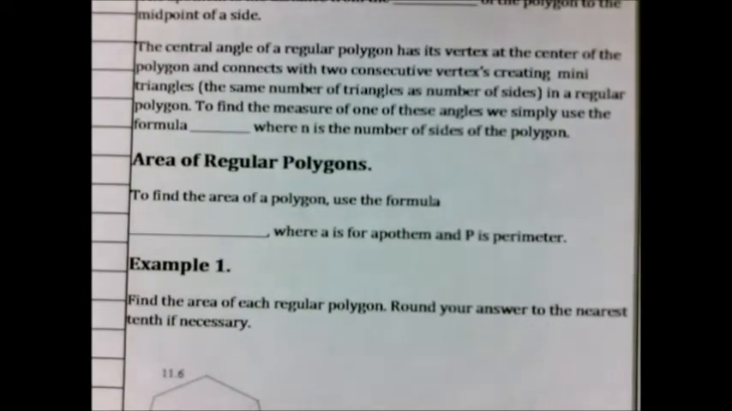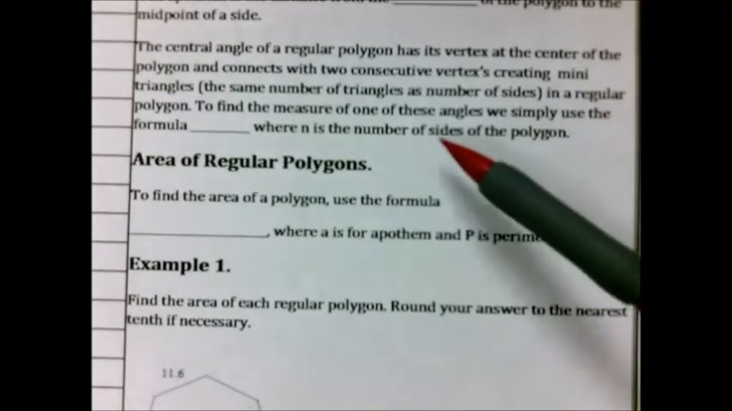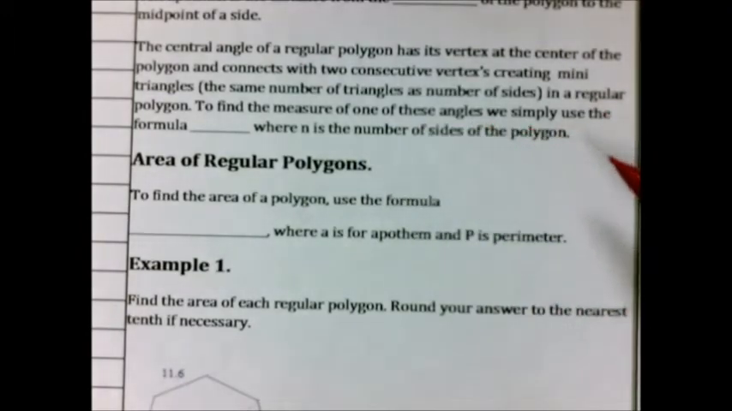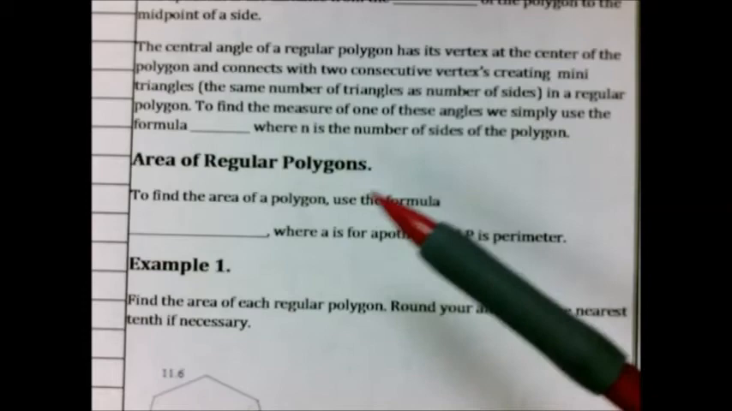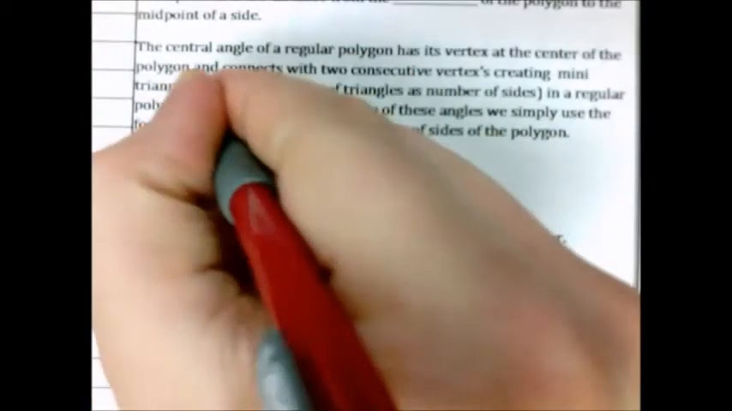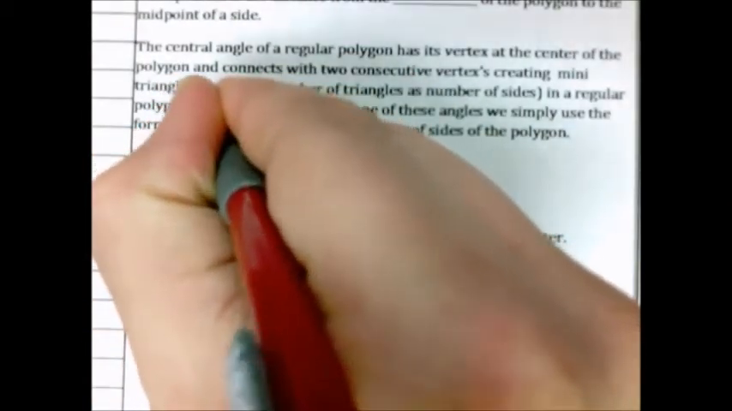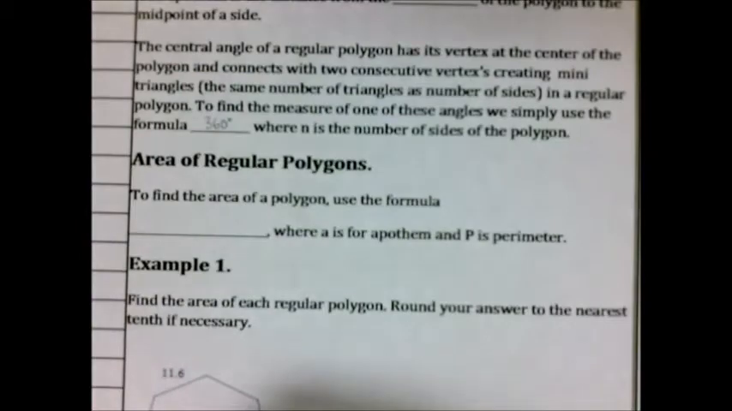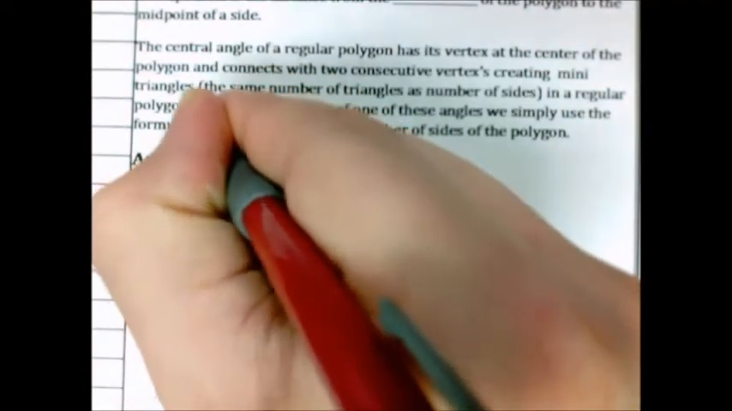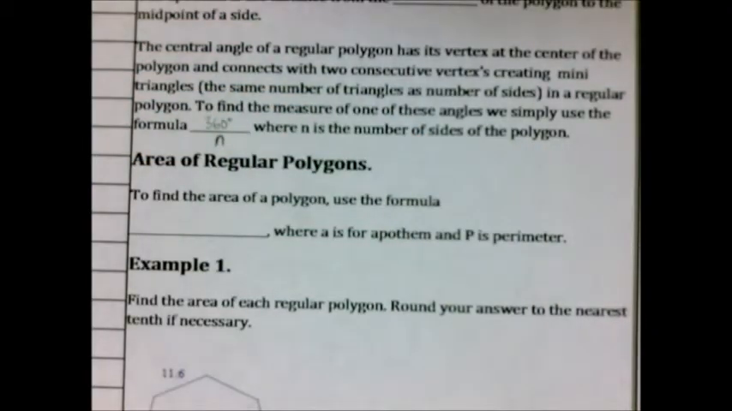All right. Now getting back up here, to find the measure of one of these angles, we simply use the formula 360 degrees, because that's the distance all the way around, divided by n, where n is the number of sides of the polygon.